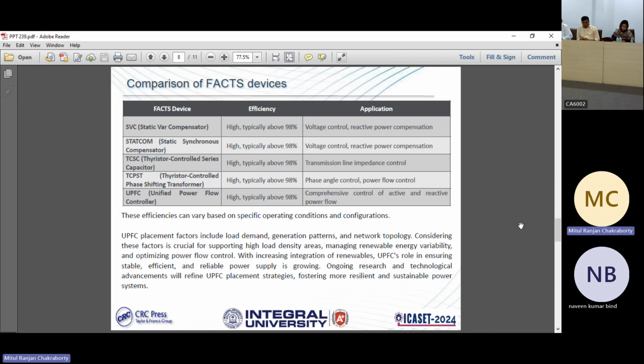And there are various types of FACTS devices also: SVC, STATCOM, TCSC, TCPST, and UPFC, that is Unified Power Flow Controller, which is my point of study. Although the efficiencies are all in a high range, UPFC gives comprehensive control of the active and reactive power flow altogether, which gives UPFC an advantage over the other types of FACTS devices. Although the efficiencies can vary because operating conditions and circuit configurations can vary, depending on that we have to choose what kind of FACTS device we need. But UPFC has proved to be a better choice than the others.